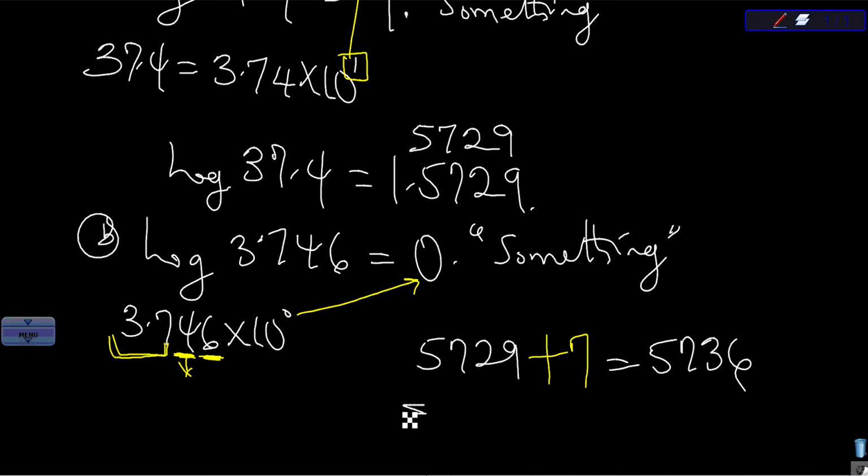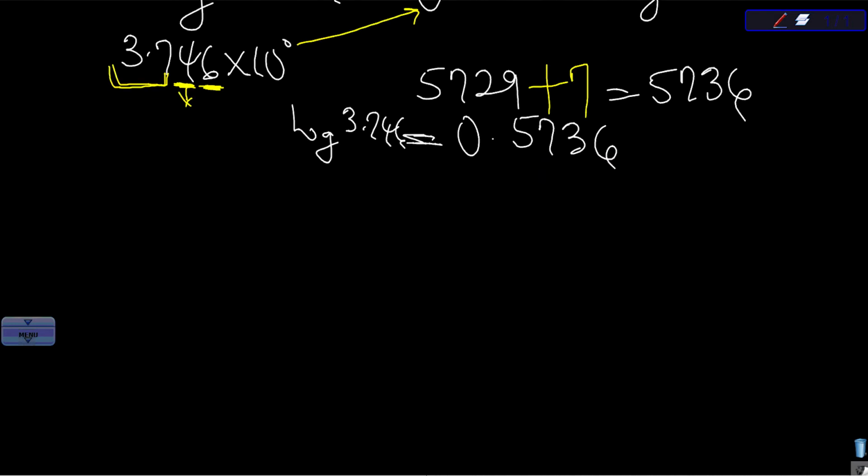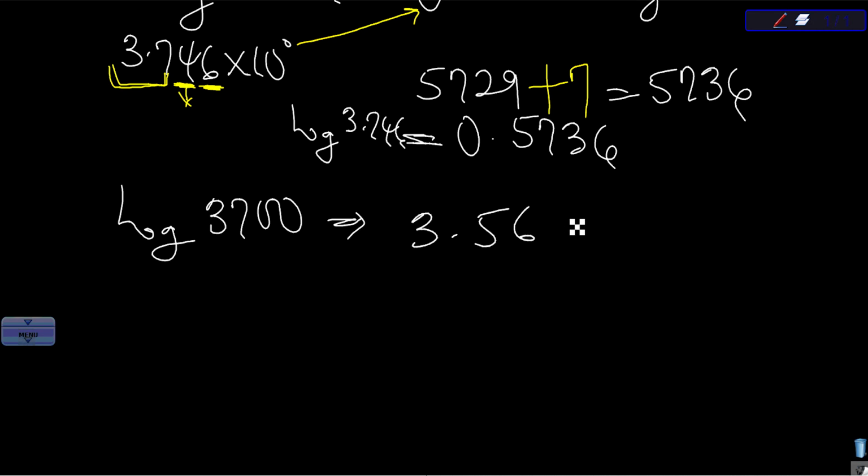On adding 7, you should have 5736. Then that means log 3.746 will be the same thing as 0.5736. That is how to check your logarithm table. Now, as I promised, I said I will give you the name given to the parts of the logarithm. Now, let's assume that you are trying to check for log 3700. This should give you 3.5682. If you cross check very well, you have that.